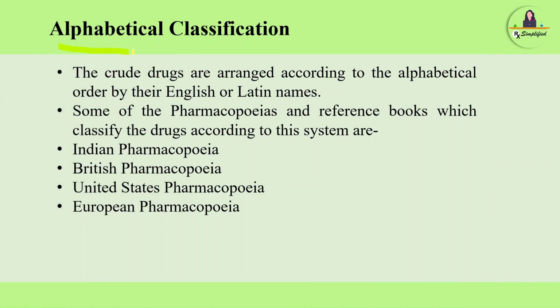First is alphabetical classification. By this name, we can easily understand the alphabet means A, B, C, D, E, F. In a dictionary, we always know words are sequenced alphabetically. Same, the crude drugs are arranged in alphabetical order by their English or Latin names. Some pharmacopoeias and reference books classify the drugs according to this system. What are the books? Indian Pharmacopoeia, British Pharmacopoeia, United States Pharmacopoeia, and European Pharmacopoeia.